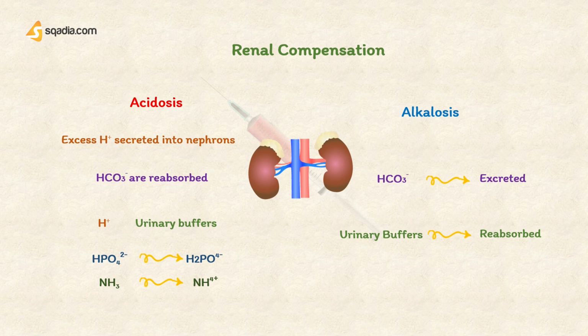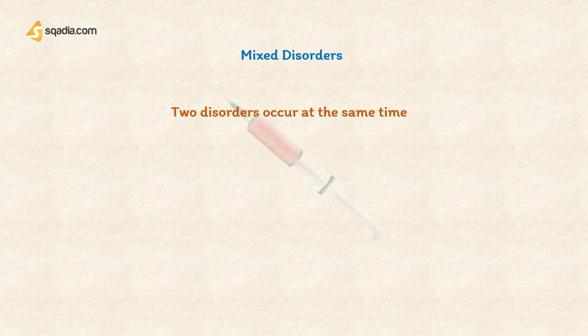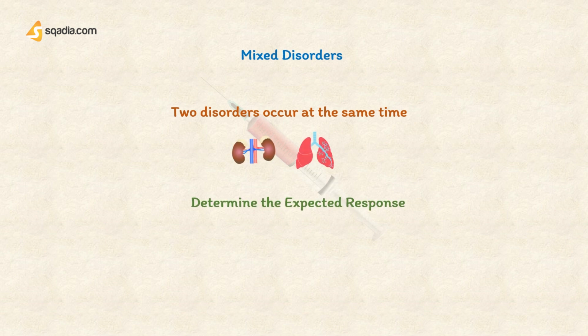There can also be mixed disorders where two disorders occur at the same time. So in order to see whether there is a mixed disorder, we determine the expected response. And these are done by the renal formulas that help.